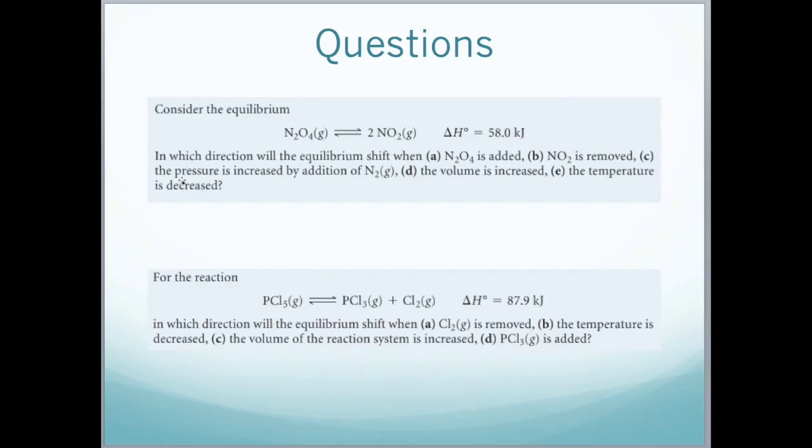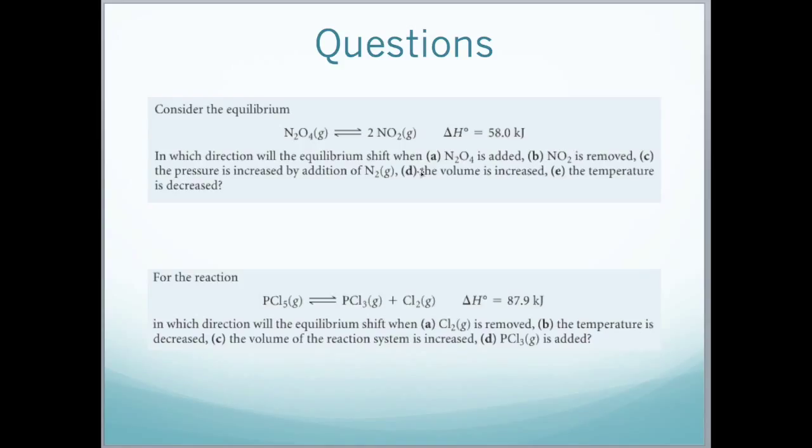And C, the pressure is increased by addition of nitrogen. If we add nitrogen, we are increasing the total pressure of the system. But because nitrogen is not involved in the reaction, the partial pressures of both nitrogen dioxide and N2O4 will be unchanged, so there will be no shift in the position of the equilibrium.